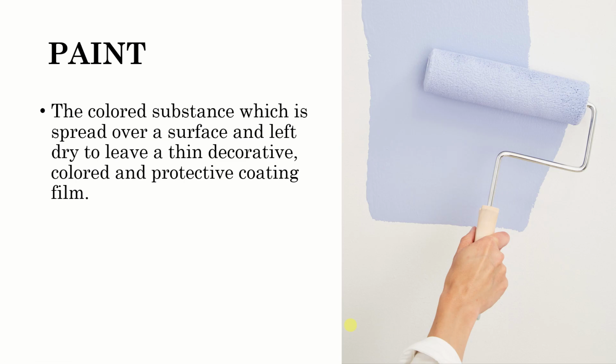If you see the definition of paint, it is a colored substance which is simply spread over a surface and left to dry to leave a thin decorative, colored and protective coating film. So, it will give a nice appearance and protection as well for a surface.